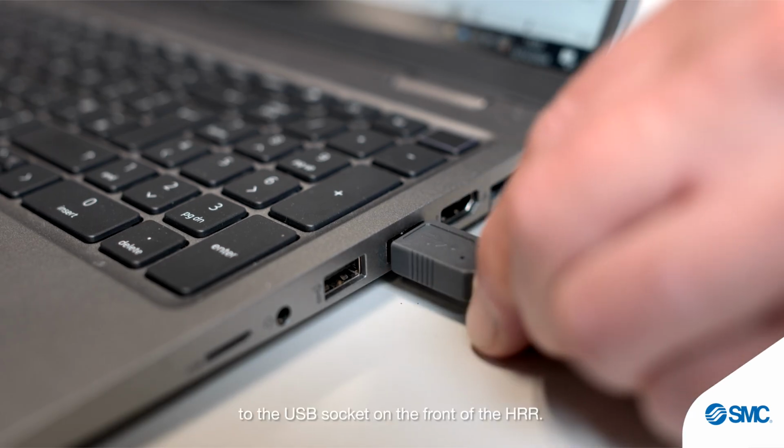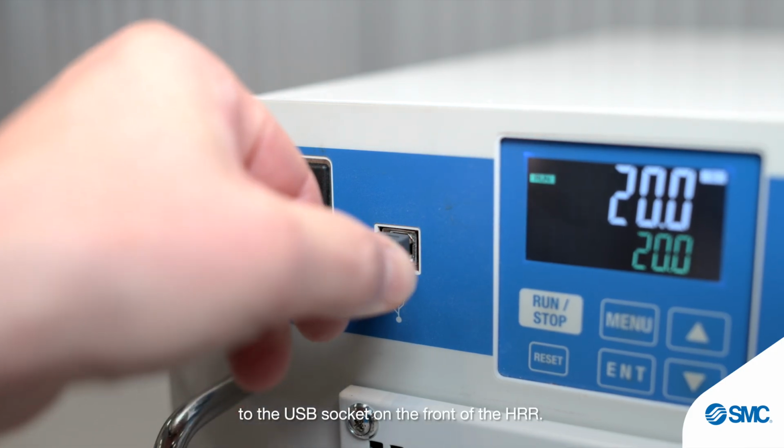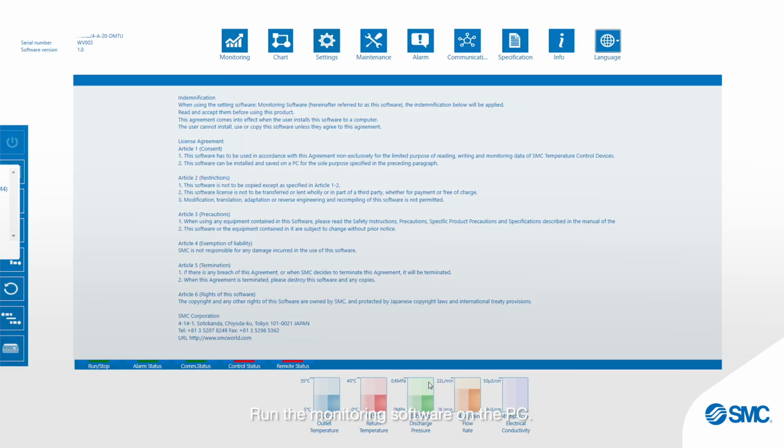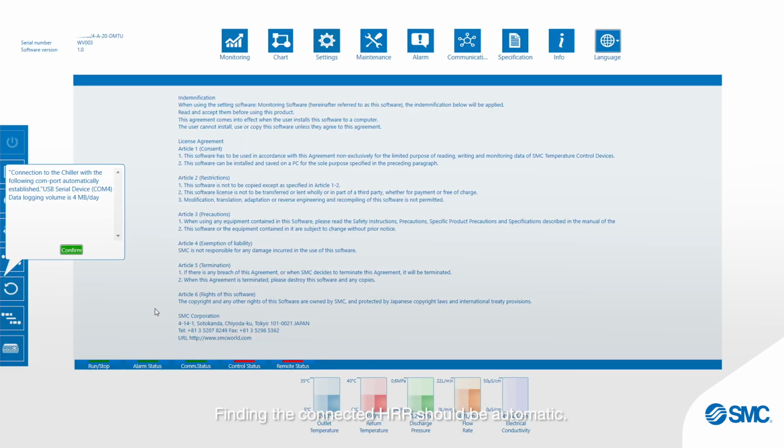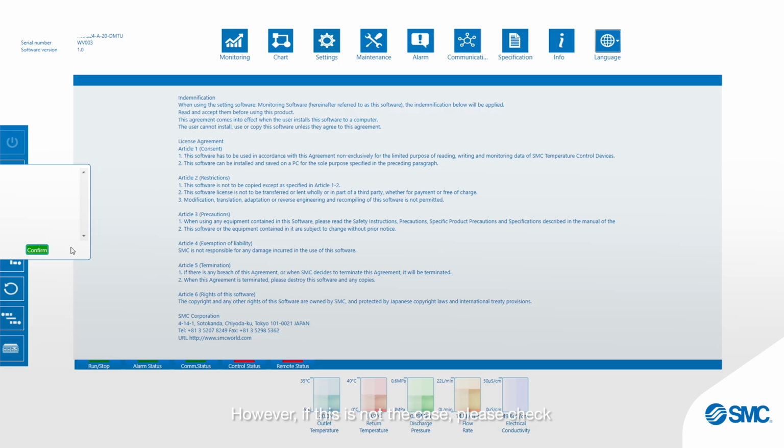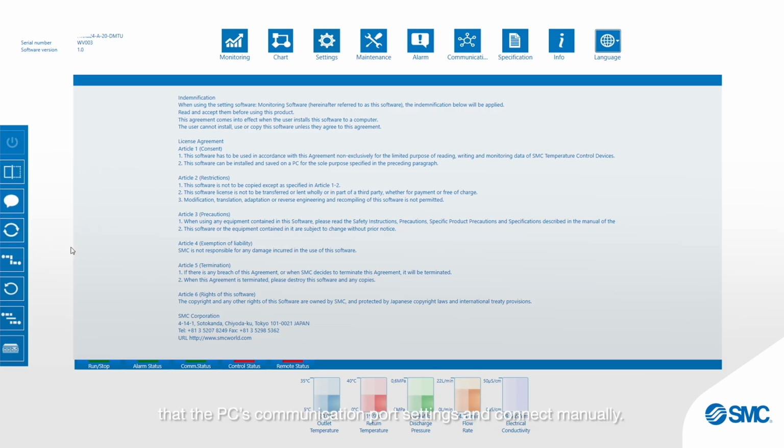Connect from your PC to the USB socket on the front of the HRR. Run the monitoring software on the PC. Finding the connected HRR should be automatic. However, if this is not the case, please check the PC's communication port settings and connect manually.